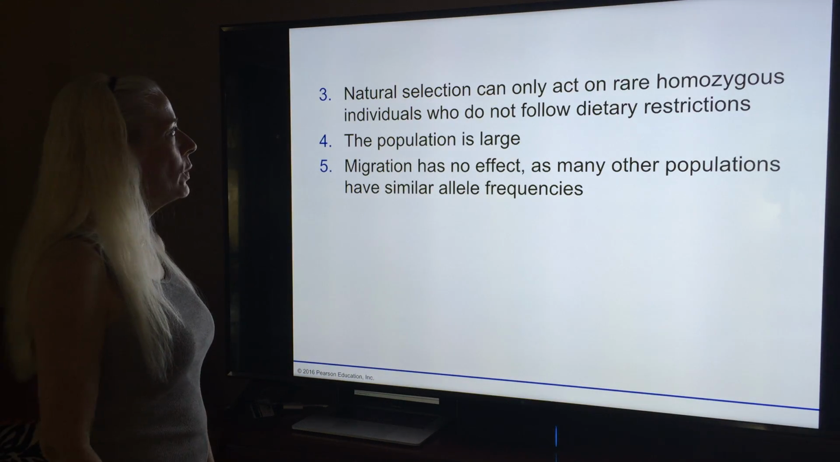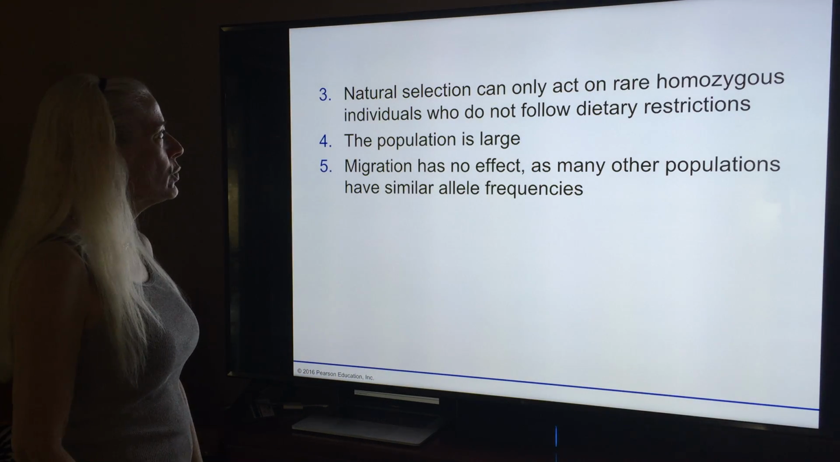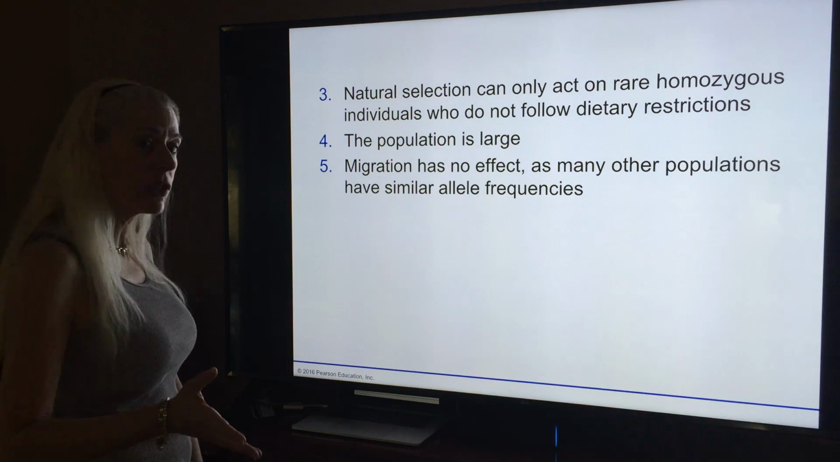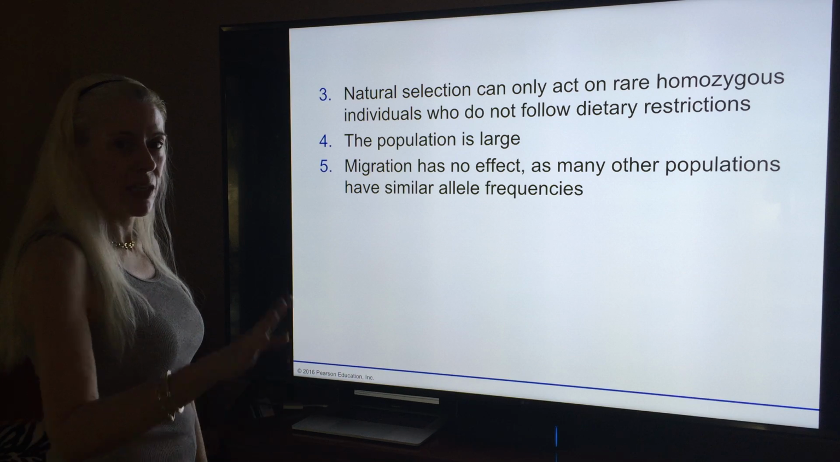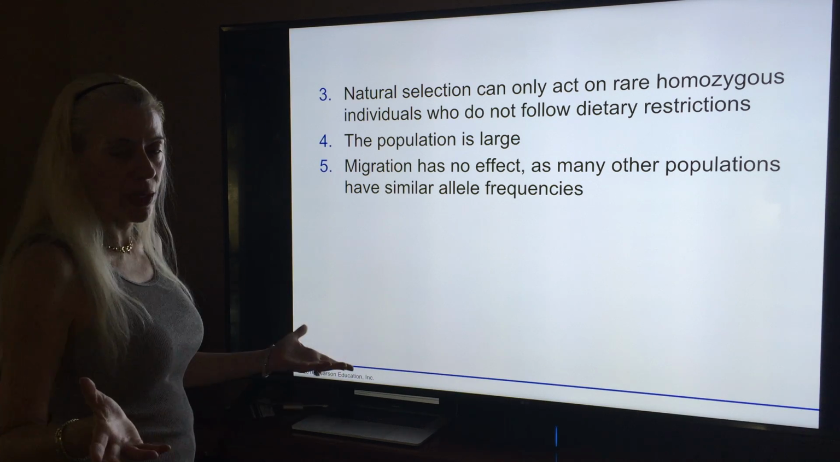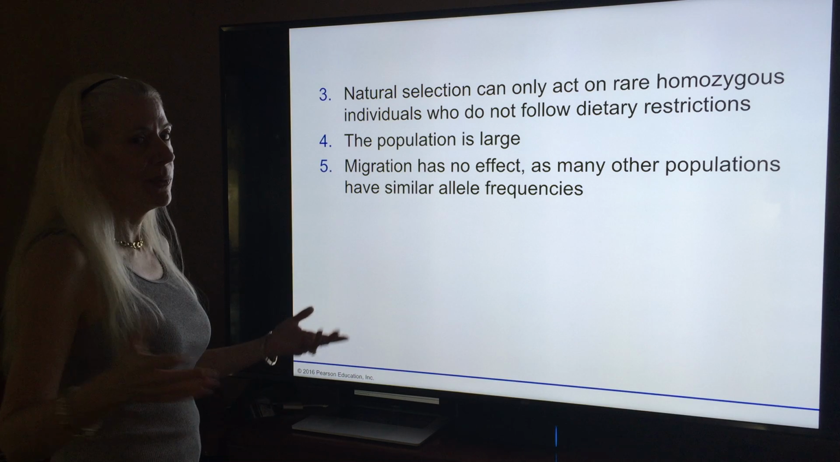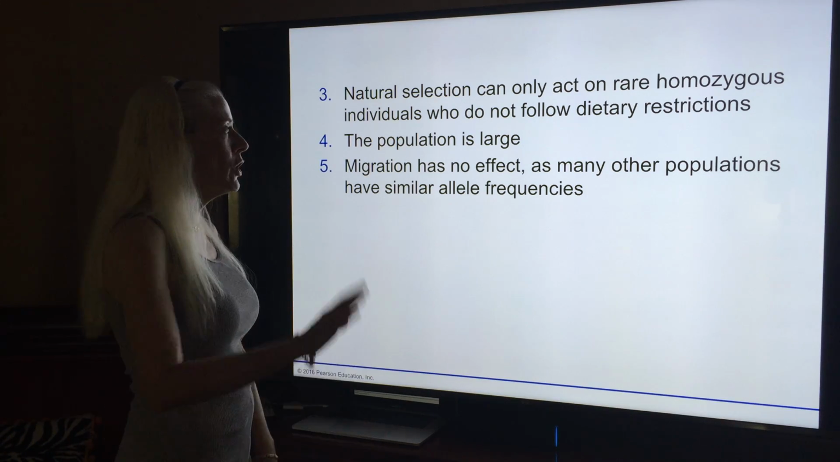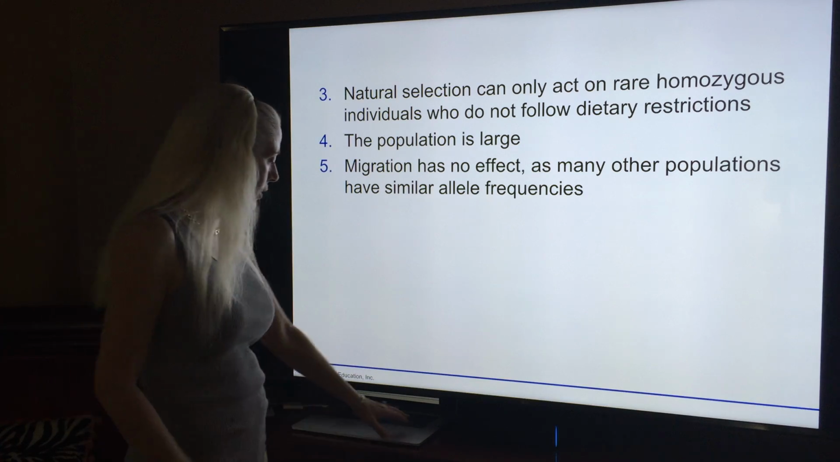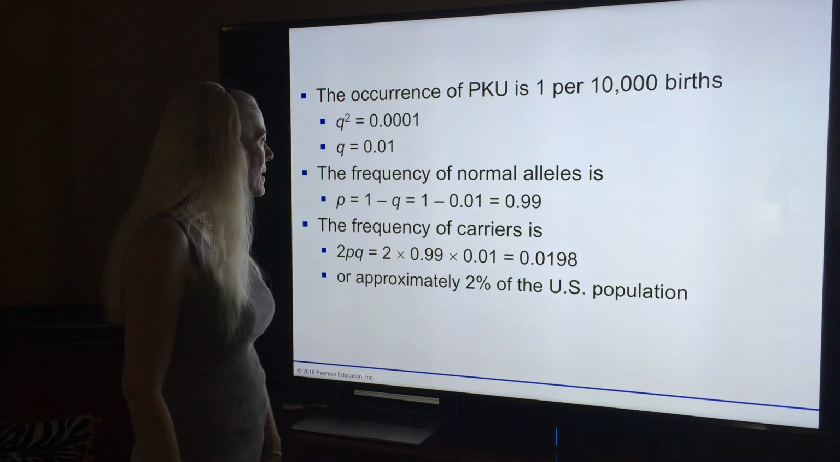Okay, natural selection can only act on rare homozygous individuals who do not follow dietary restrictions. Okay, you can figure it out. Little babies, when they figure out they have it, all they do is change their diet. Not like everyone's not changing their diet for something nowadays. The population is large. Migration has no effect, as many other populations have similar allele frequencies. So they were just giving you an example.